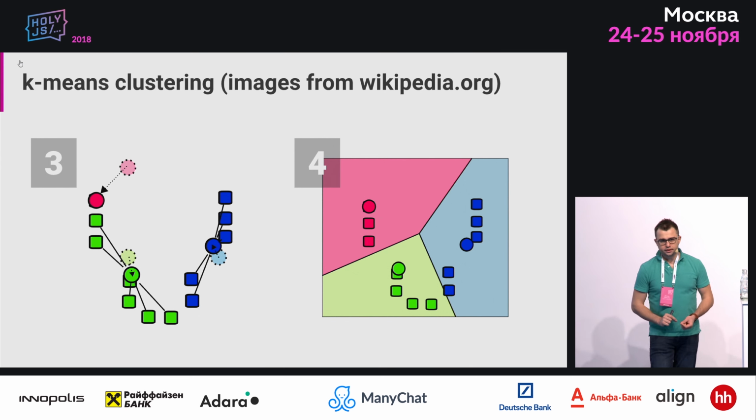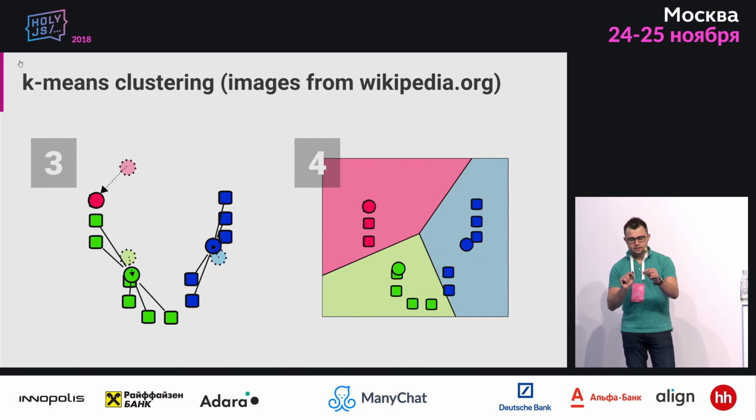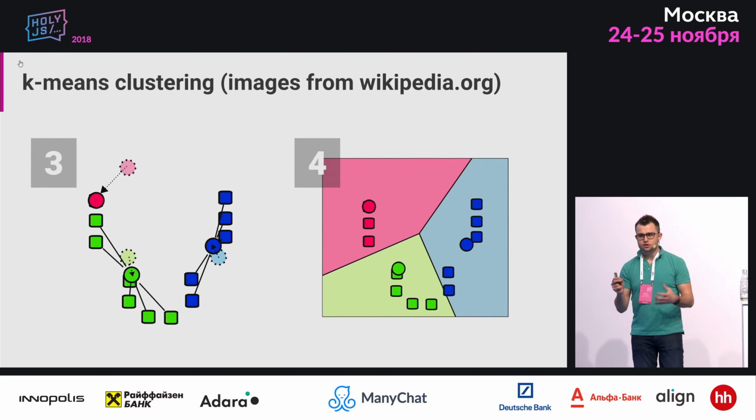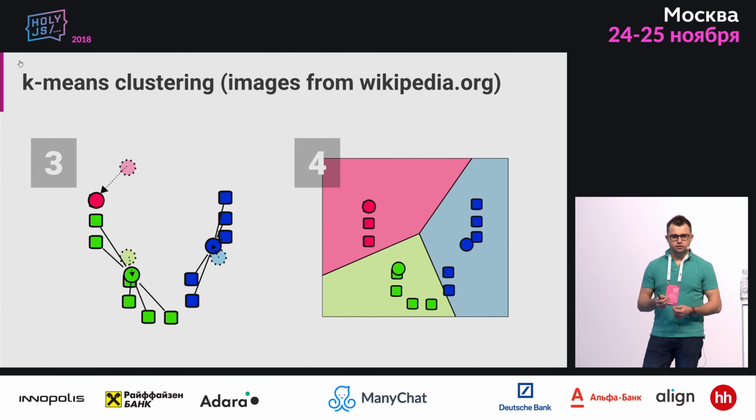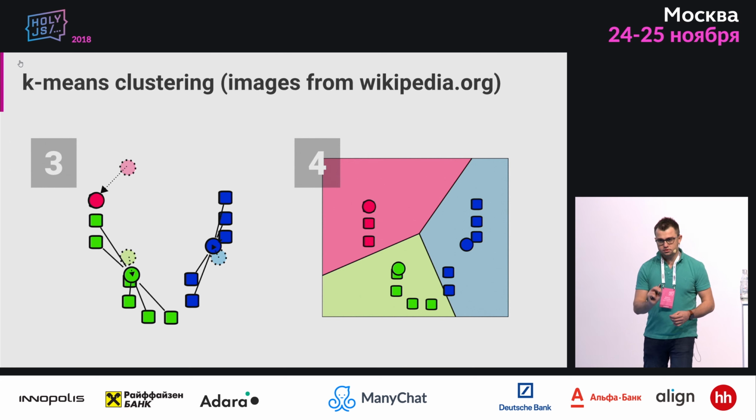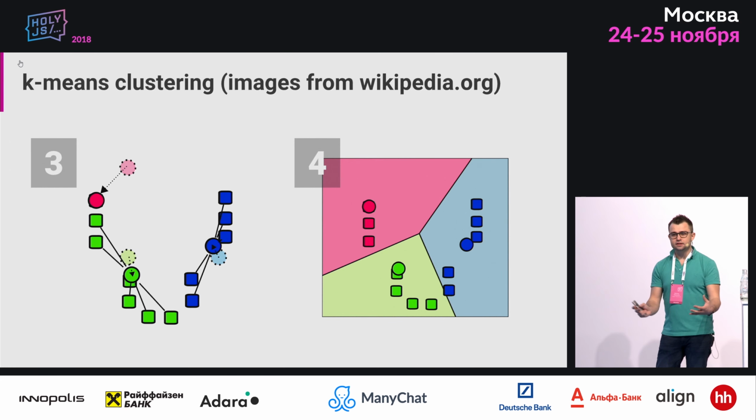For the green, the center is the geometric mean, so like a geometric center. There is a formula for calculating the geometric center of the points. So we move the center to this point, and we have yet another proposition of clustering.